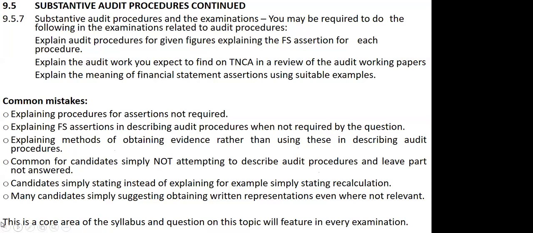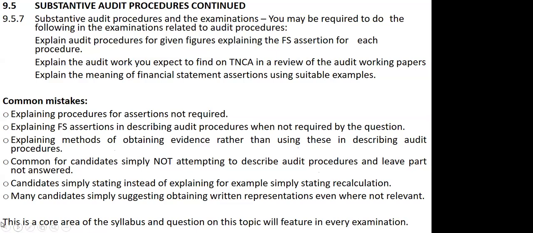Common mistakes: explaining procedures for assertions not required, like I've already explained. If the examiner says, give us the audit procedures for the following assertions, it means the procedures must be relevant to those assertions and not any other that you may think of. It must be related, because we want to see whether you know the relationship. Another mistake is explaining financial statement assertions when describing audit procedures when not required. In other words, it's very common for students to start explaining financial statement assertions instead of using them to describe audit procedures. Are we together?